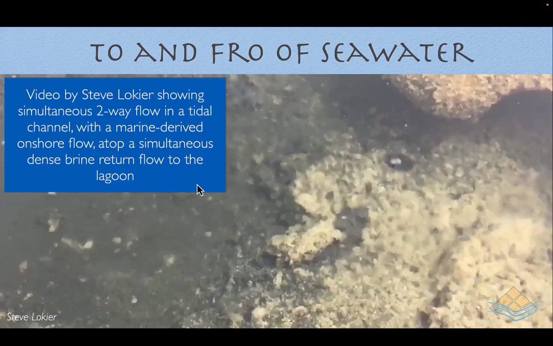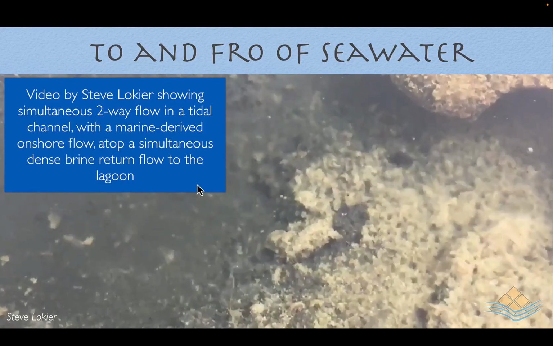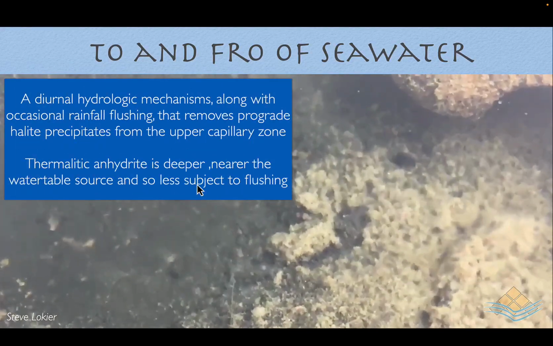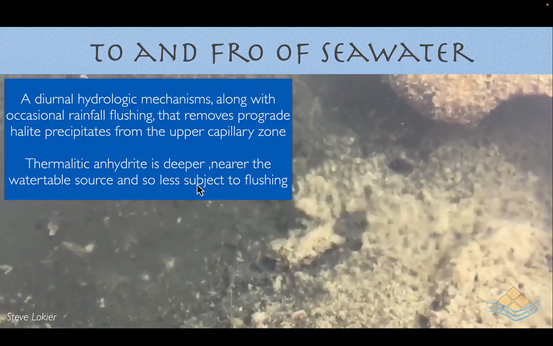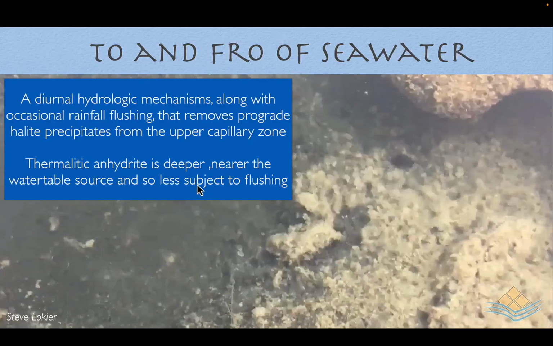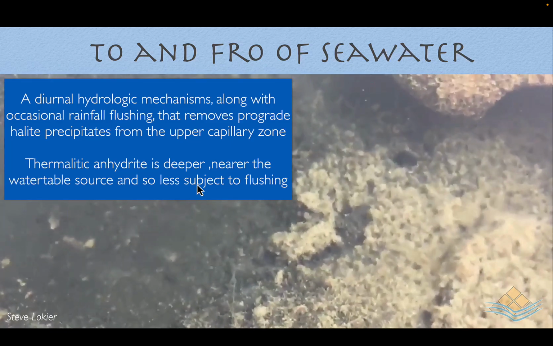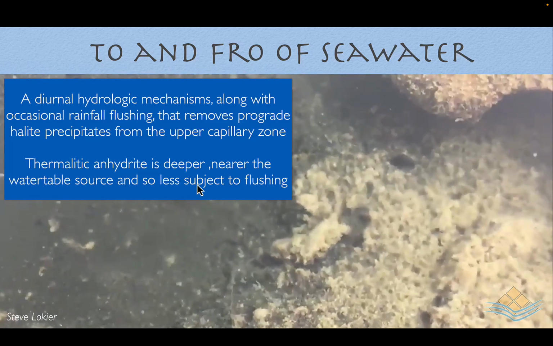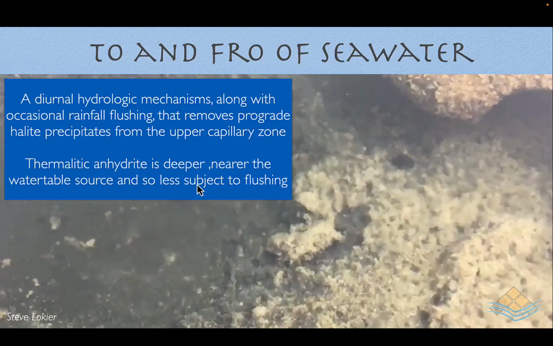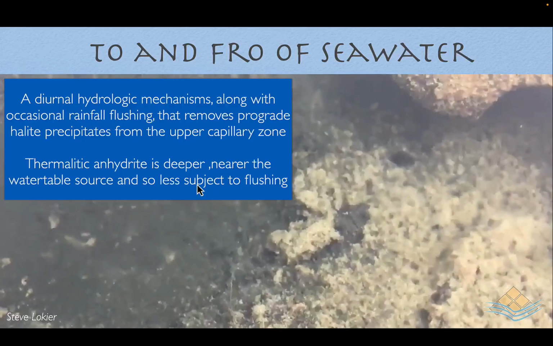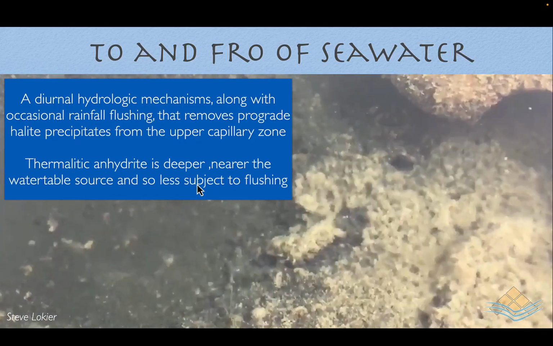At the same time, we're flooding the sabkha with less dense water. So this process is going to affect mostly the uppermost portion of the sabkha, which is where our halite would reside if it remained within the sabkha. But of course, what's happening here is a very obvious diurnal hydrologic mechanism. Along with the occasional rainfall flushing, this mechanism of moving undersaturated marine lagoonal waters across the sabkha, periodically driven by the shamal, is flushing the halite out of the upper section of the sabkha.